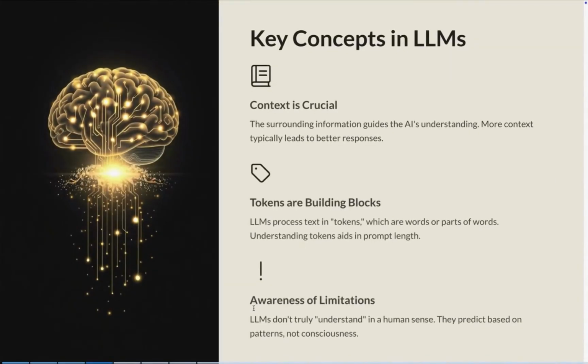Slide 3, Key Concepts in LLMs. There are a few key concepts you need to understand. First, context is crucial. The more specific and relevant information you provide, the better the response. Second, tokens are the building blocks. These are chunks of words the model reads and processes. Knowing about token limits helps you plan your prompts. And finally, always be aware of limitations. These models don't understand like humans do. They predict patterns, which means sometimes they may produce convincing but incorrect information, a phenomenon called hallucination.